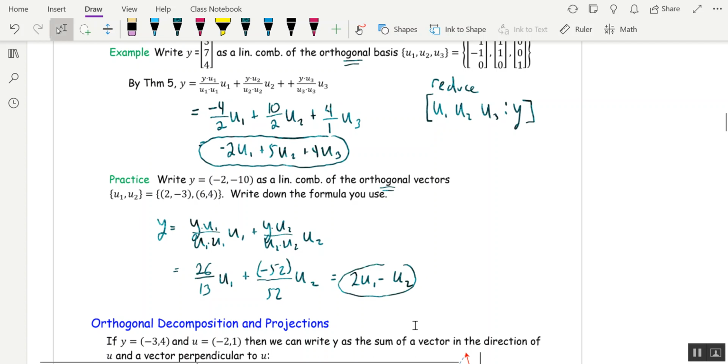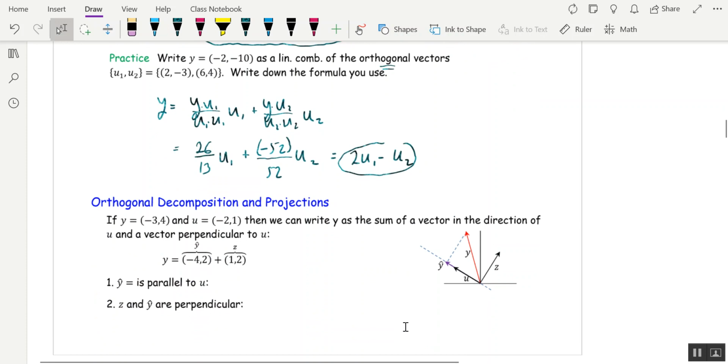All right, orthogonal decomposition and projections. Take a look at this vector y and this vector u. I'm claiming that we can write y as the sum of two vectors. One is a vector parallel to u, and the other is a vector orthogonal to u. And so here's y in my picture. I'm saying I can write it as y hat plus z. The sum of those two vectors is y, and they're orthogonal.